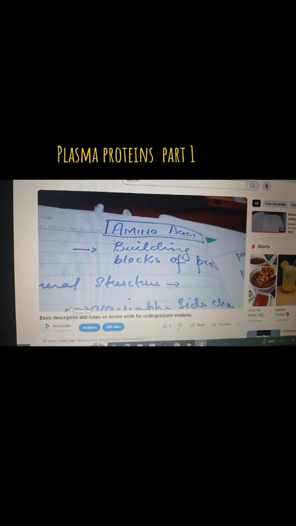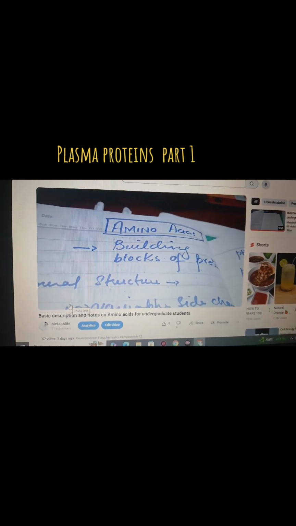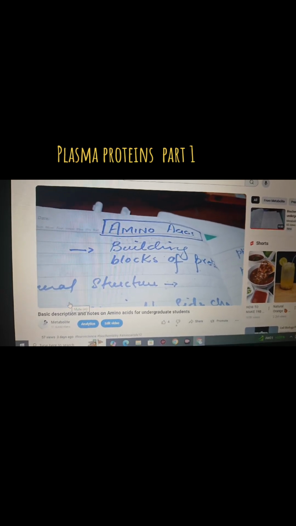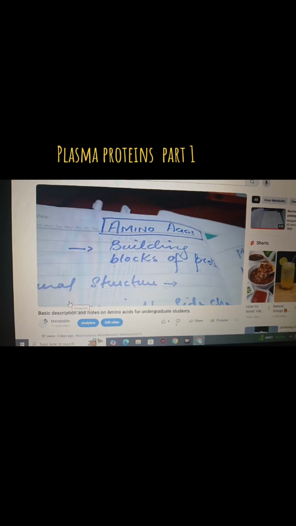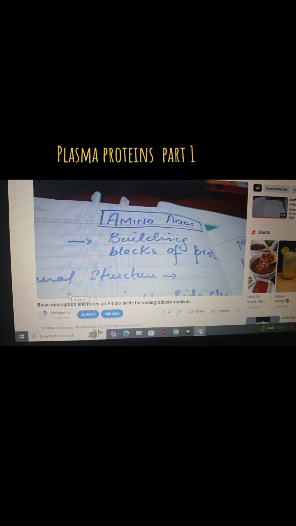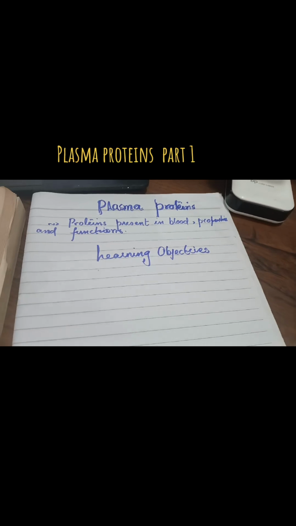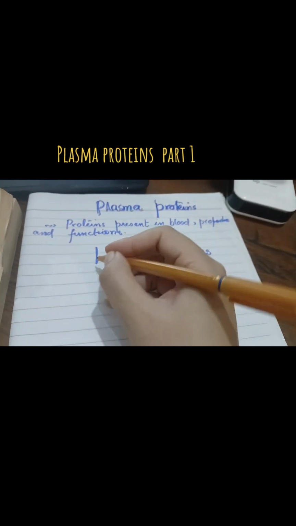Plasma protein is a very important topic in clinical biochemistry because they are used for the diagnosis of different diseases. We can say that these are the biomarkers for different diseases. Their imbalance in the blood can diagnose multiple disease conditions.